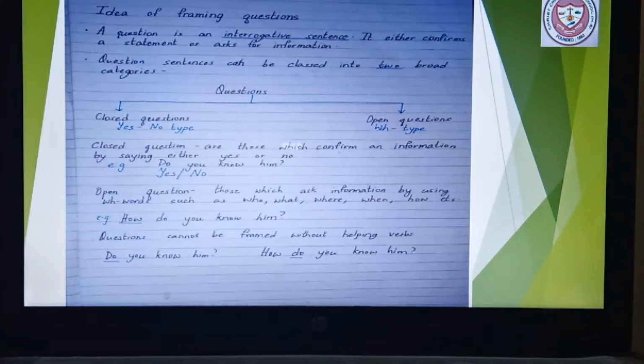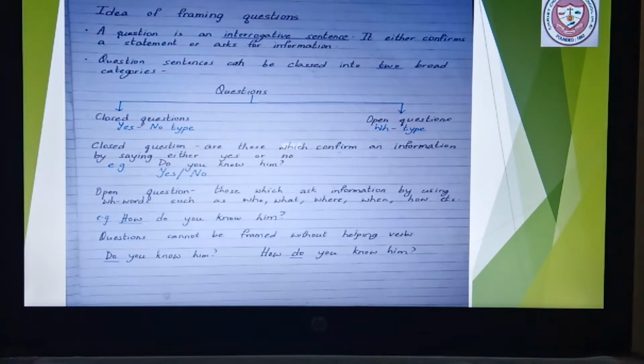Like, do you know him? Yes, I know him. Or no, I do not know him. Open questions are those which ask for information by using WH words such as who, what, where, when, how, etc. For example, how do you know him? Here, the word how is used. So, how do you know him?